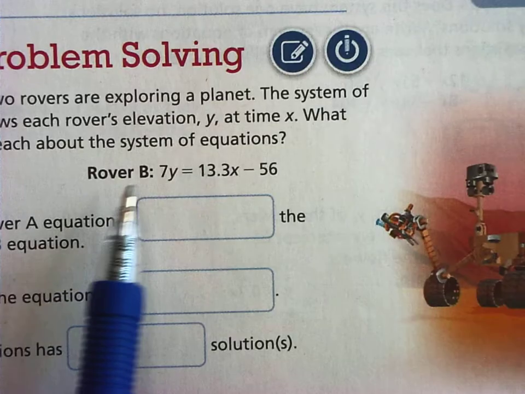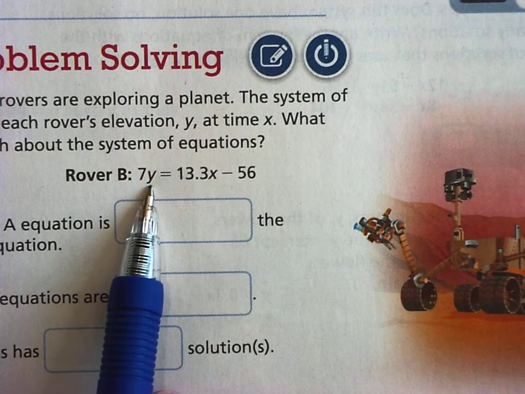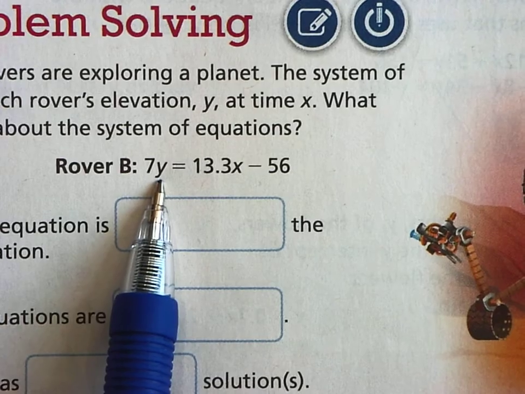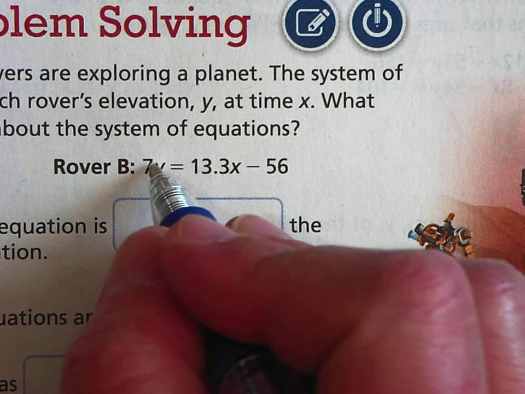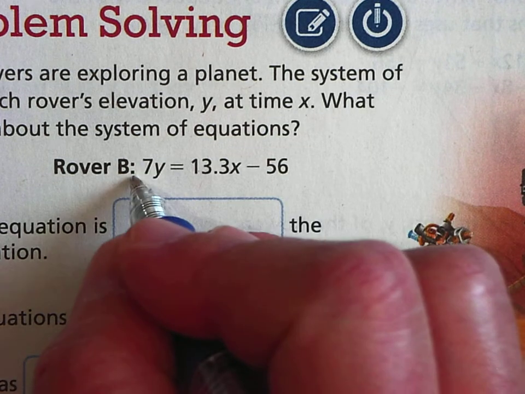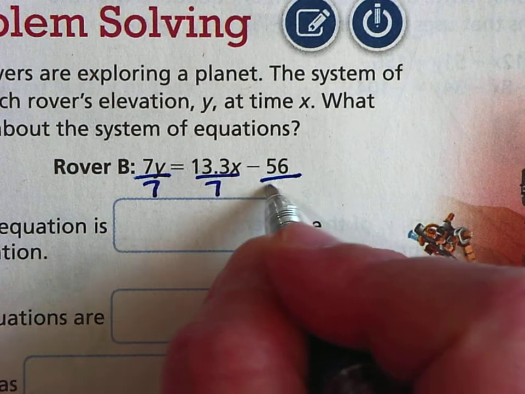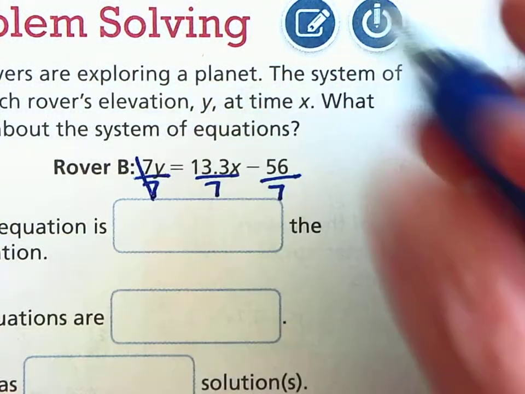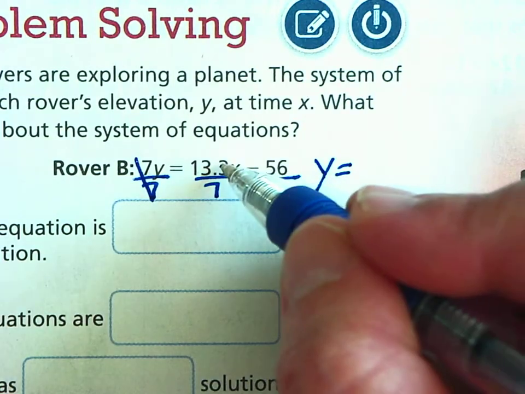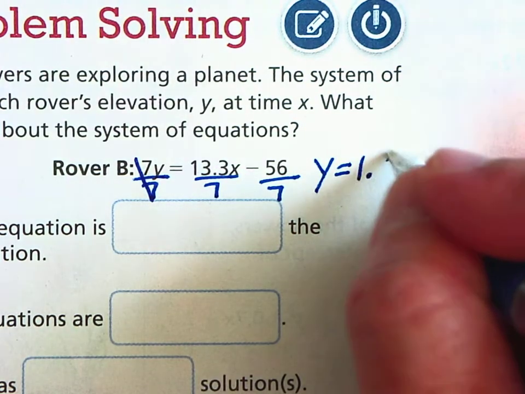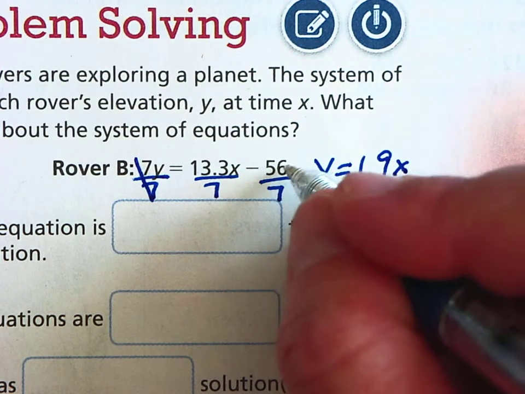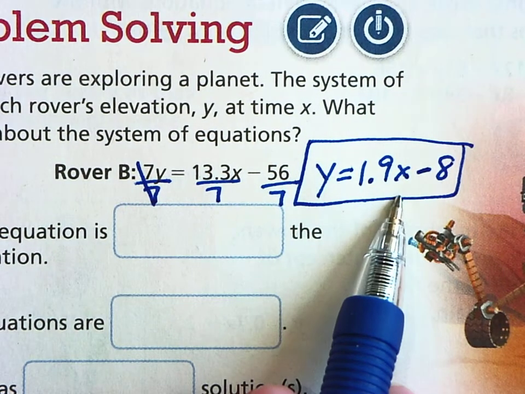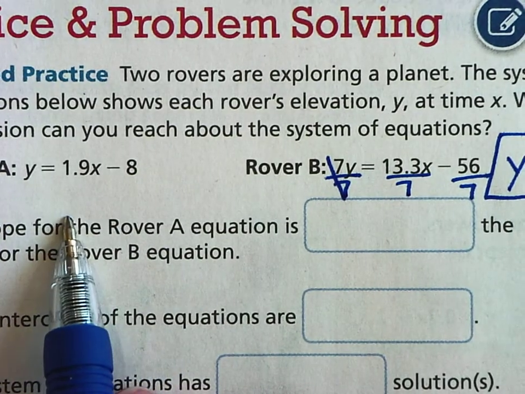Now over here, I need to get the y by itself. It has to be solved and put in slope-intercept form before I can compare. So now, whatever number is next to the y, you're going to divide everything by it. Everything gets divided by the number next to the y. Okay, so 7 divided by 7 is 1y, and then 13.3 divided by 7 is 1.9. Then you have your x, and then negative 56 divided by 7 is negative 8. So you have y equals 1.9x minus 8.